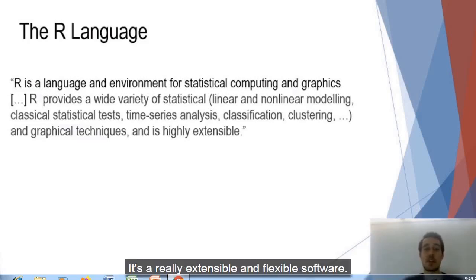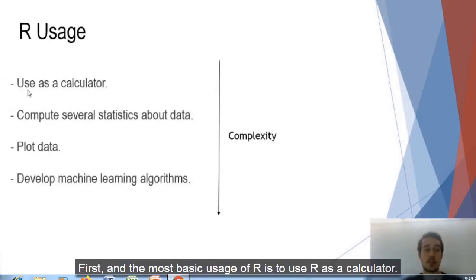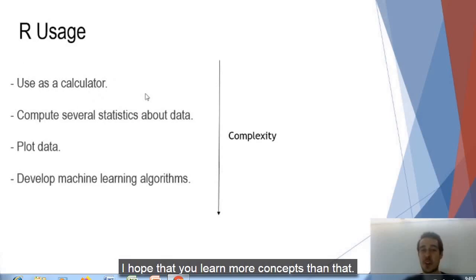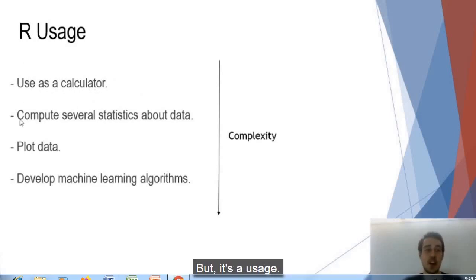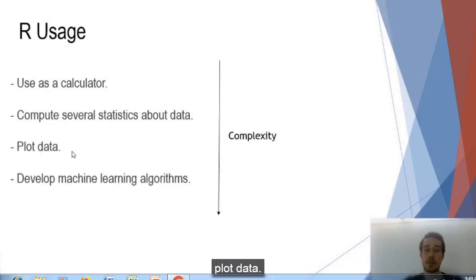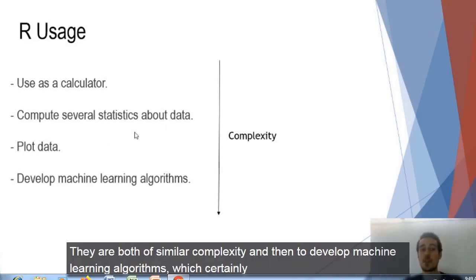It's a really extensible and flexible software. So as you go down, the complexity is also higher. First, and the most basic usage of R is to use R as a calculator. I would assume that most of you are not in this course to use R only as a calculator. I hope that you learn more concepts than that, but it's a usage. Also, another thing that you can do is to compute several statistics about data and also to plot data. I think that these two are both of similar complexity.